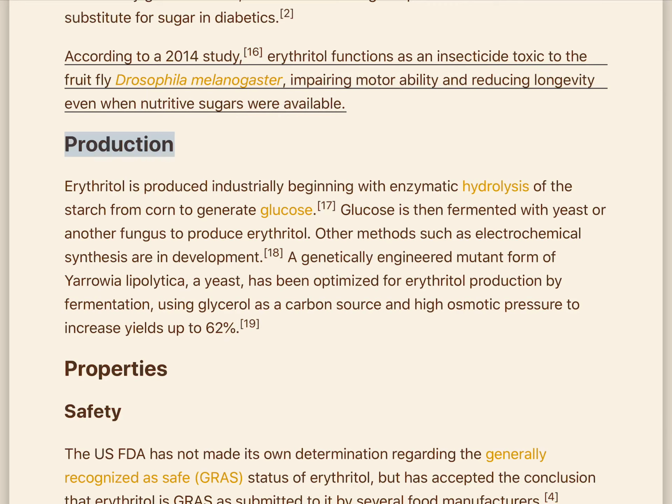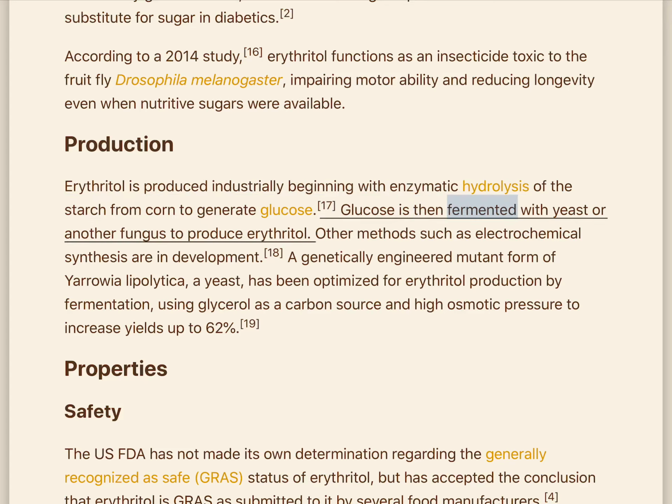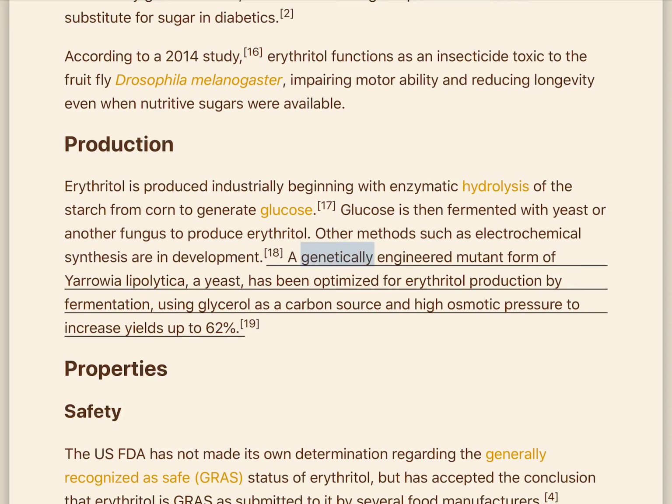Production. Erythritol is produced industrially beginning with enzymatic hydrolysis of the starch from corn to generate glucose. Glucose is then fermented with yeast or another fungus to produce erythritol. Other methods such as electrochemical synthesis are in development. A genetically engineered mutant form of Yarrowia lipolytica, a yeast, has been optimized for erythritol production by fermentation, using glycerol as a carbon source and high osmotic pressure to increase yields up to 62%.